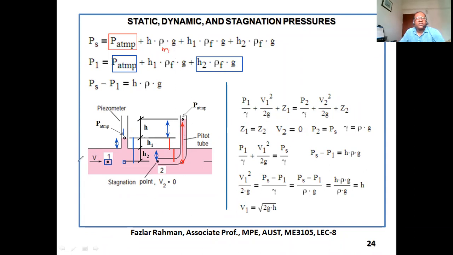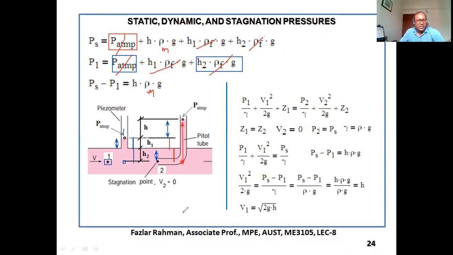Now, you figure out the difference, PS minus P1. Then you see this value will be out, and H1, this one will be out. If you subtract this one, this will be out. So you remain with only this one: h rho M g. Okay.